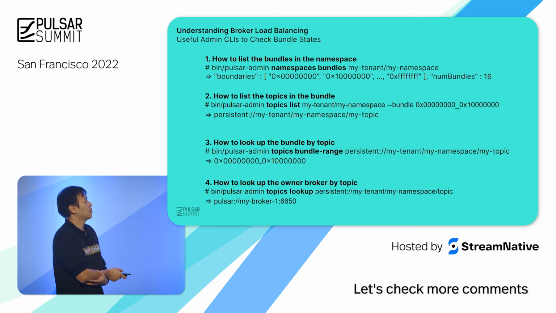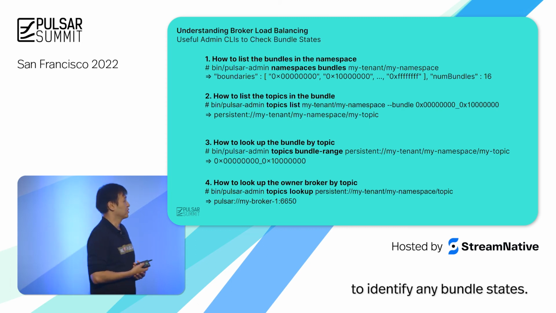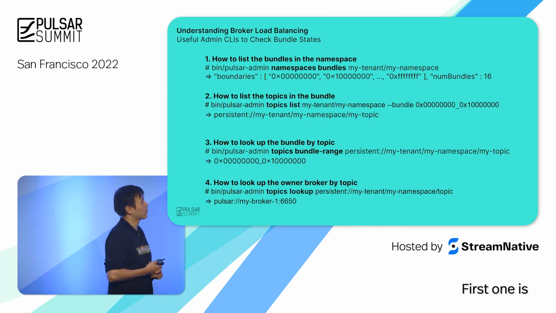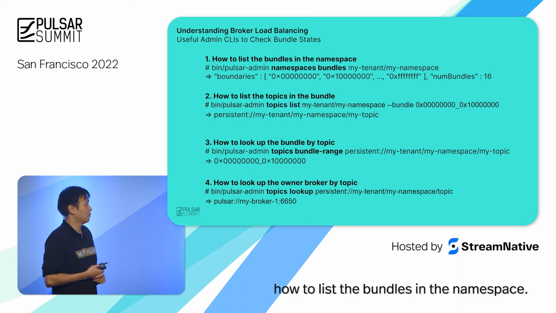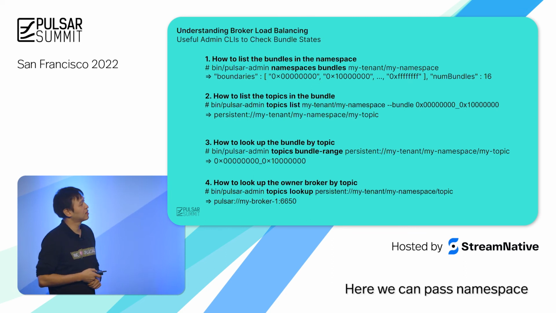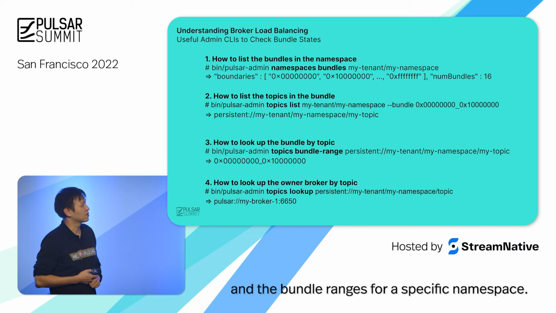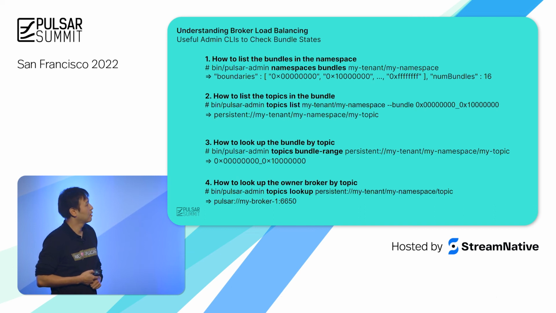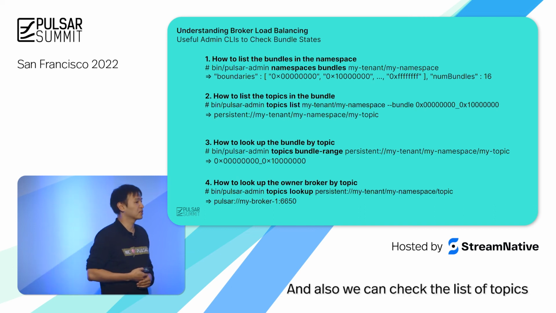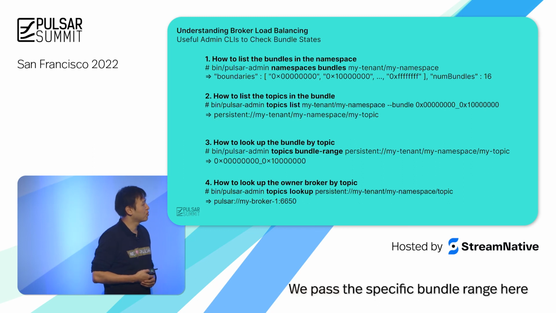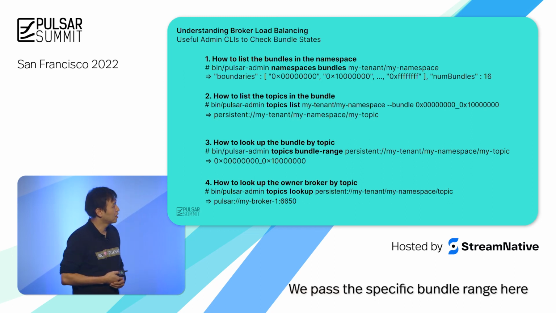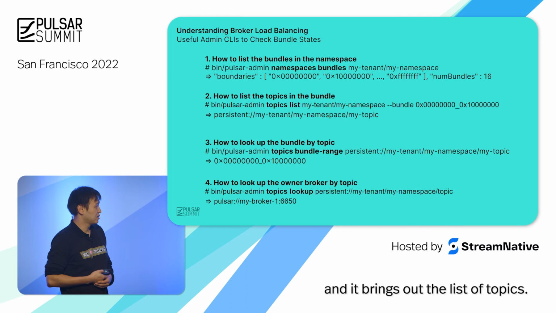Let's check more commands to identify any bundle states. First one is how to list the bundles in the namespace. Here we can pass a namespace, and it outputs the number of bundles and the bundle ranges for a specific namespace. And also we can check the list of topics in a specific bundle. Here we pass the specific bundle range, and it prints out the list of topics.